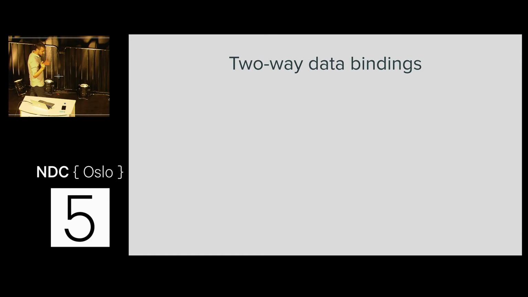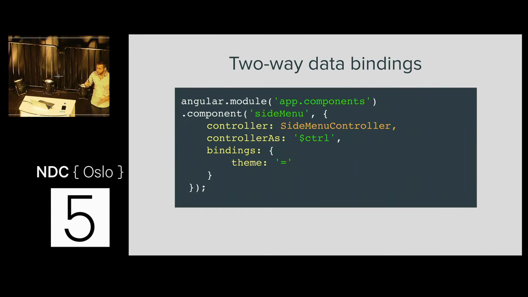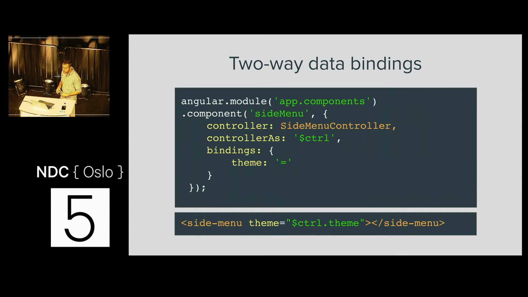And I'm going to have to talk before about two-way data binding. So if you're using the new component, this would be the syntax for it. Before, we used to use the scope. But in the new syntax, it would be bindings, and then I would say theme, and then equal sign for two-way data binding. And the view would look something like this. So side menu theme, then I'm binding to another variable, another component, $ctrl.theme. And this is two-way data binding because we're using the equal sign.